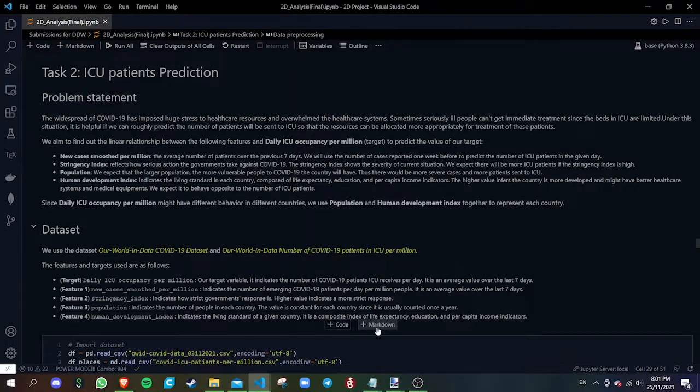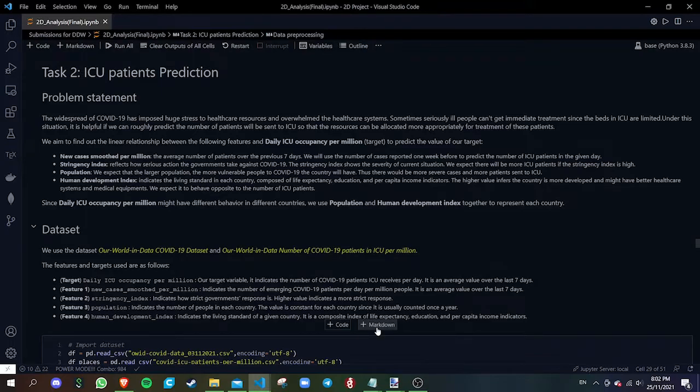For task 2, we aim to predict the ICU occupancy per day. The widespread of COVID-19 has imposed huge stress to healthcare resources and overwhelmed the healthcare systems. Sometimes seriously ill people cannot get immediate treatment since the beds in ICU are limited.